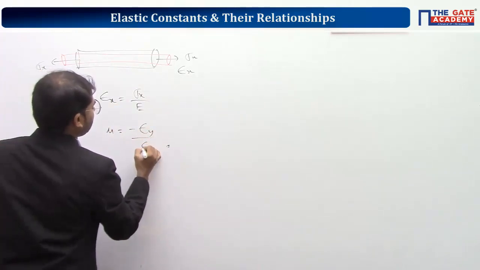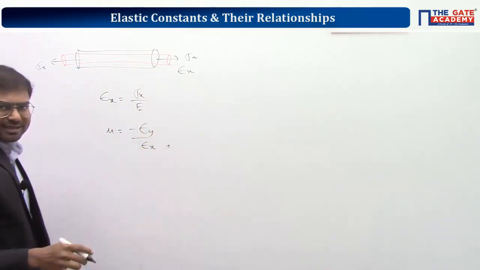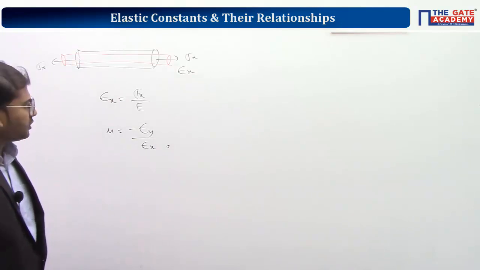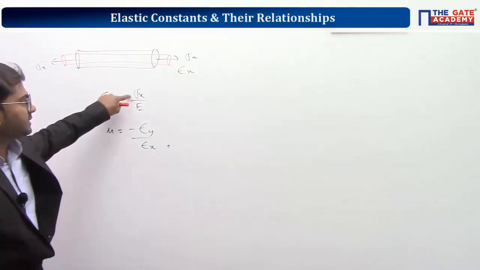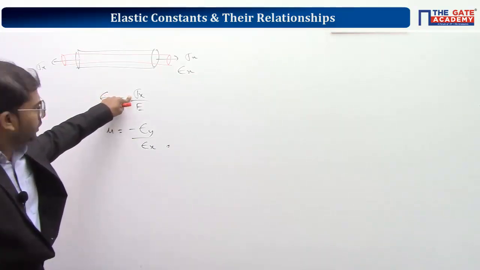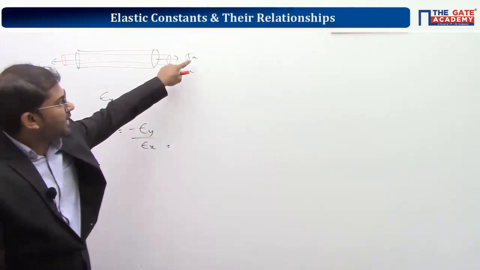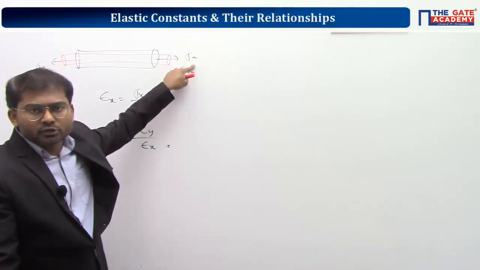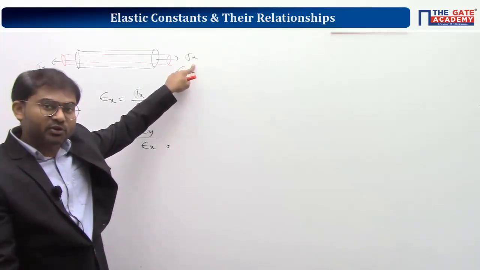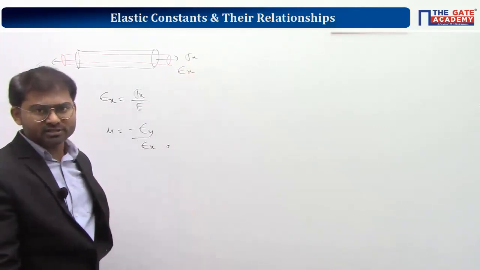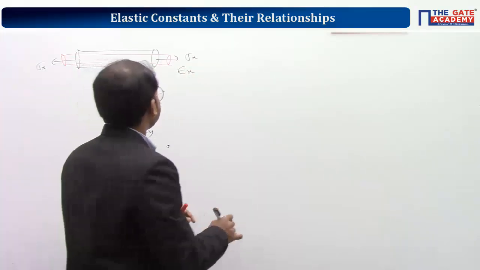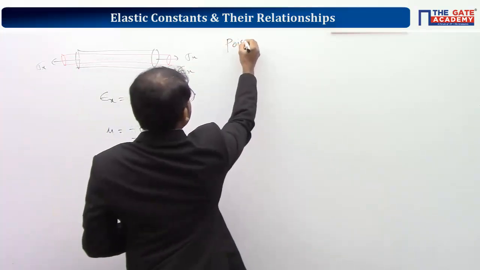So it is given by epsilon y by epsilon x. Here you should keep in mind, first of all, stress should be there in x direction. Epsilon y is produced by sigma x only. Though stress is there in x direction, strain is produced in y direction also, which we call Poisson's effect. Understand? You can copy. Definition of Poisson's effect.